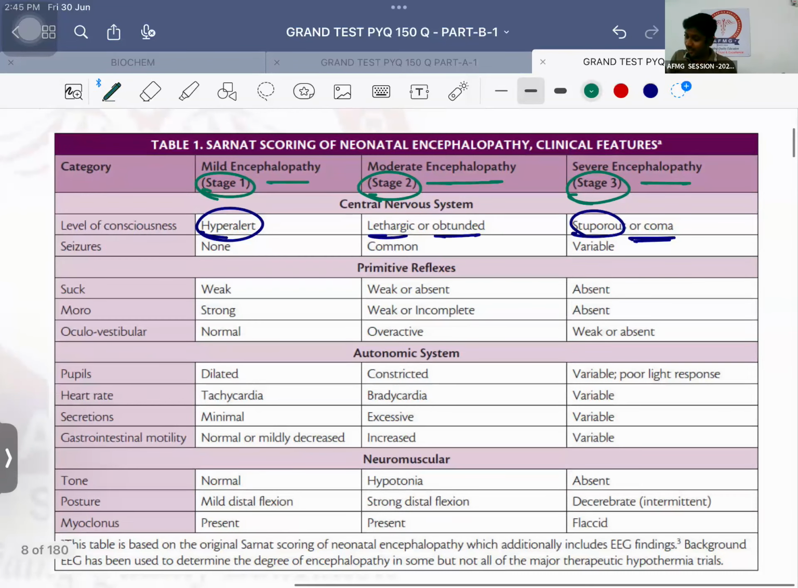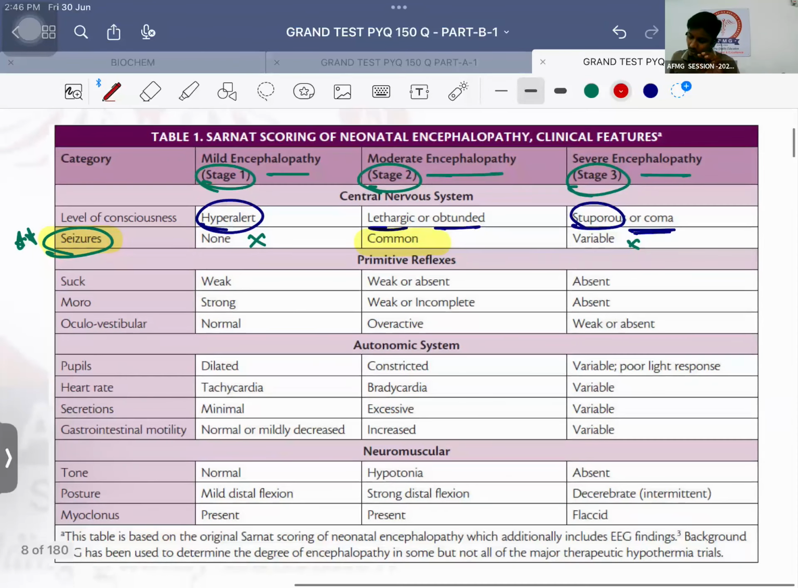Then seizures, very important, and this question keeps coming again and again. Okay, seizures are classical. Seizures are not seen in stage 1. They may or may not be seen in stage 3, so not a characteristic feature. Seizures are commonly seen in stage 2 of HIE. Very important. This has been a twice repeated question in your exam. Seizures are seen in which stage of HIE? Answer is directly stage 2 of HIE, that is moderate encephalopathy.